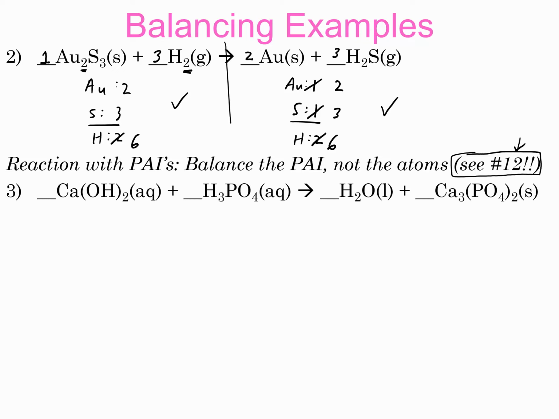Here's an example: reactions with PAIs, polyatomic ions. It says balance the polyatomic ion, not the atoms. Try to think of this in terms of hydroxides. This is hydroxide. This is phosphate.